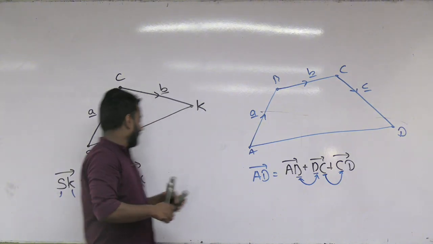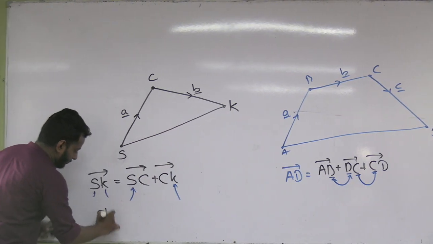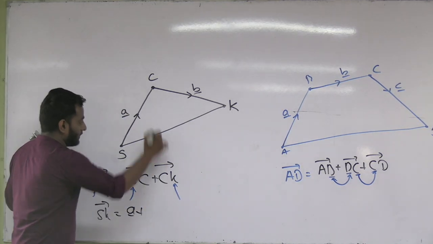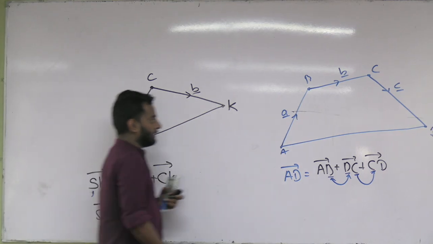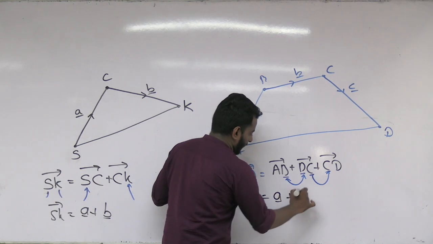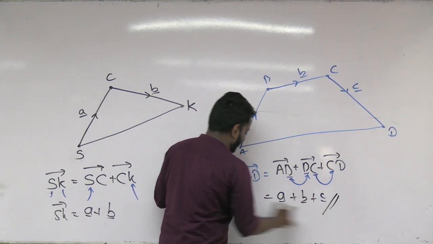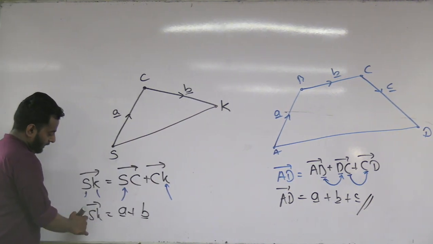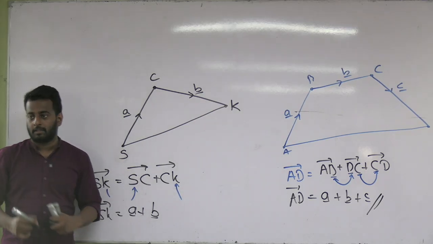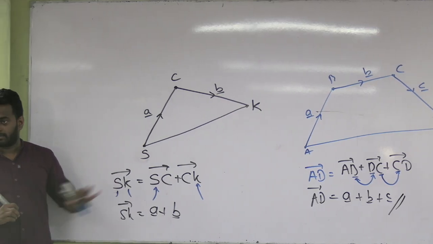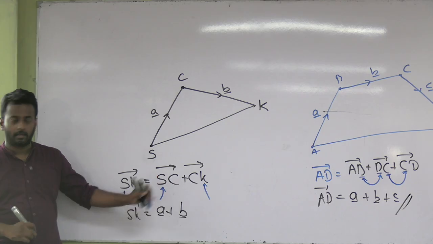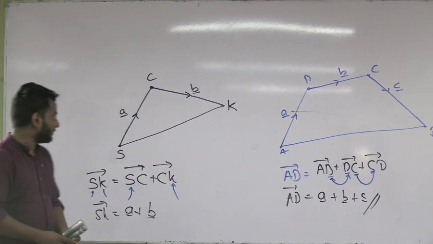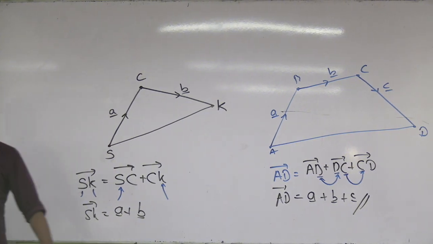Fine, right? Right, so I can write SK, from Shakti to Kandy, is equal to the vector here which is A and the vector here which is B. And here we can write the vector here is A, this B and this C. So the vector AD can be written as A plus B plus C, and the vector SK can be written as A plus B. Are we okay with that? Understood, right? You can do this addition. Fine. Right, so just write this down.